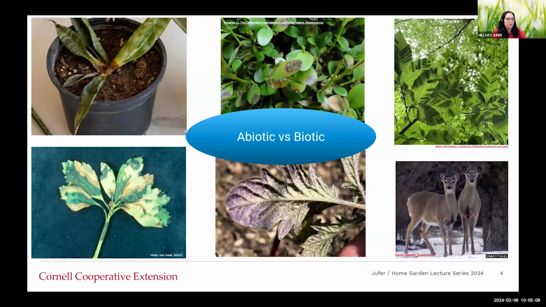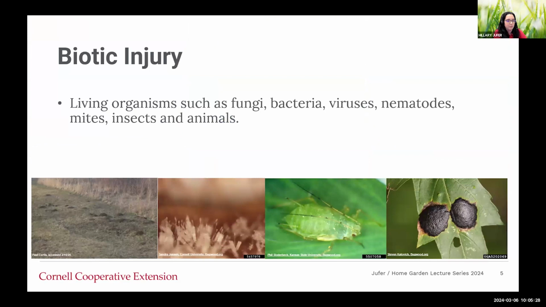So for example, if you have browning of leaves on an oak tree, it could be a stress from drought. It could be oak wilt. It could be a vascular anthracnose. So even though they look relatively the same or similar, the symptoms, it could be many different things. So biotic injury, and I'll just move us to here.